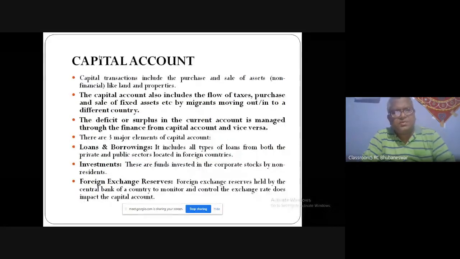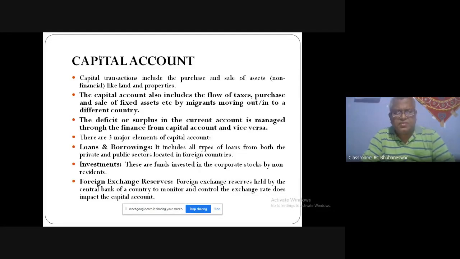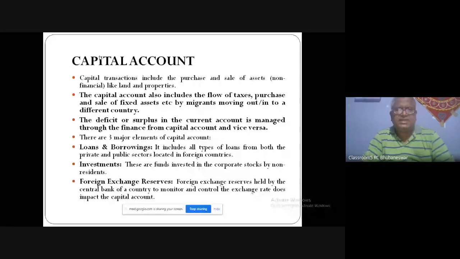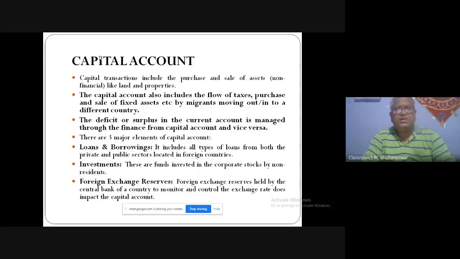If you talk about the capital account, or capital transactions, it includes the purchase and sale of assets, like land and properties. It means assets as regards purchase and sales. The capital account also includes some taxes and the purchase and sale of fixed assets.